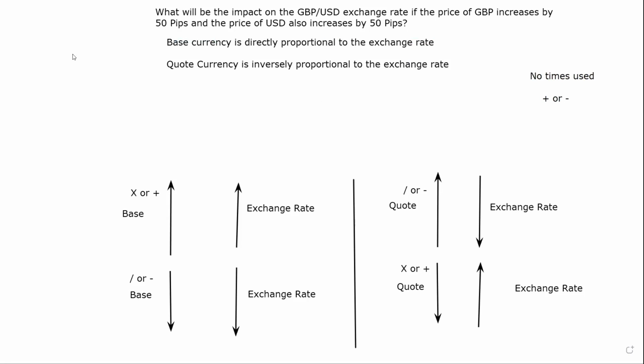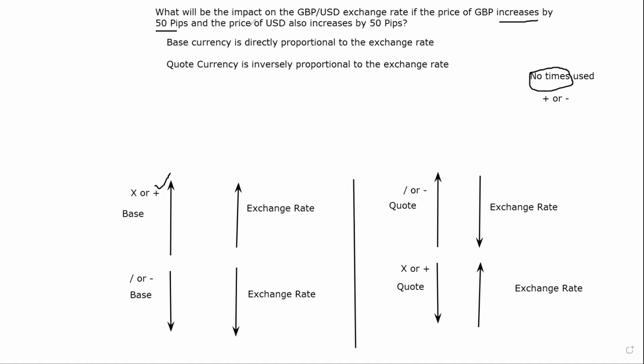It says, what will be the impact on the GBP USD exchange rate if the price of GBP increases by 50 pips? So when the base currency is increasing, we're going to add. We will not multiply because there is no times used here. So we can only add or minus.